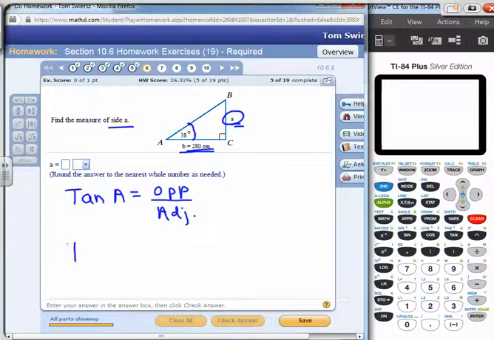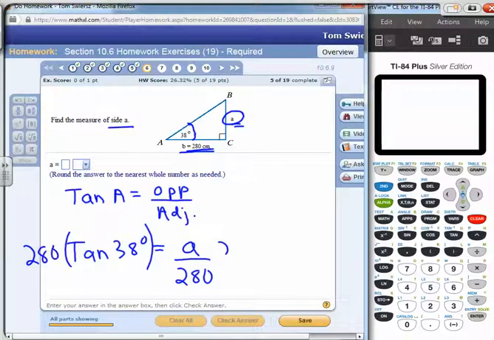Now what do we have? We have tangent of 38 degrees is equal to the side opposite, A, which we don't know and are trying to find, over 280. So we can multiply both sides by 280, and this cancels, and we get A is equal to 280 times the tangent of 38 degrees. Now, we can use our calculator to do that.